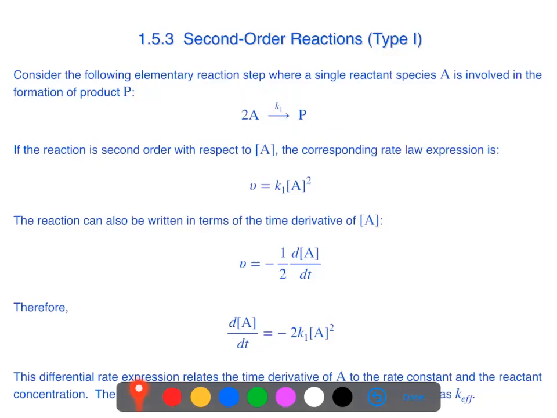So if the reaction is second order with respect to A, the corresponding rate law expression is as follows. The overall rate of the reaction, epsilon, will be equal to K1 multiplied by the concentration of A squared. Now, the reaction can also be written in terms of the time derivative of A. And note, because of the stoichiometric coefficient 2, that the rate of the reaction with respect to A is equal to minus, it's being consumed, 1/2 dA/dt.